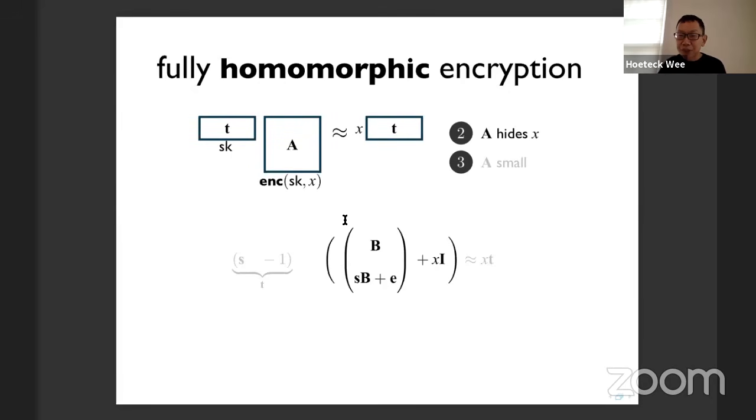By the LW assumption, this thing looks uniform. And then uniform plus X times I is uniform. So this whole thing looks uniform. Okay, so I satisfy my second requirement. The problem now is that, this is my A, and I need to somehow make A small.